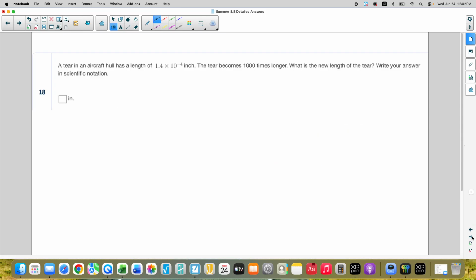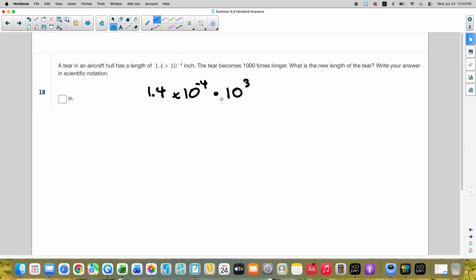A tear in an aircraft hull has a length of 1.4 times 10 to the -4 inches. The tear becomes 1,000 times longer. What is the new length of the tear? So we're going to increase by 3 units, and that means we'll have to decrease this by 3 units. So I'm going to say that is 1 times 10 to the -4 times 10 to the 4, 10 to the 3, 3 zeros.